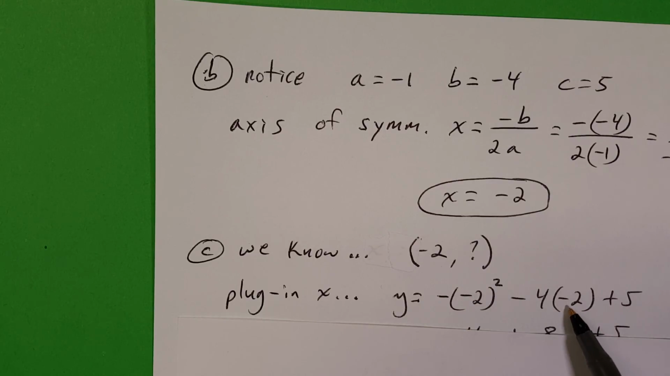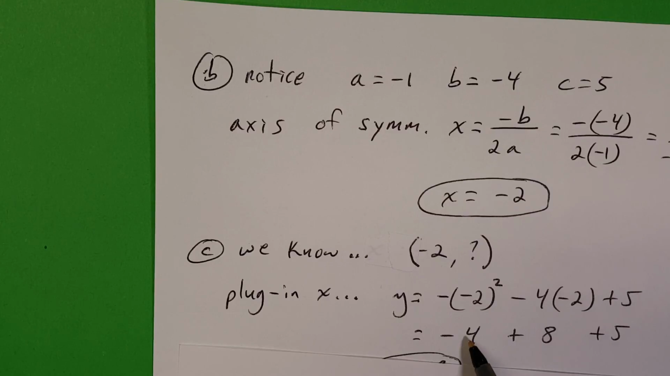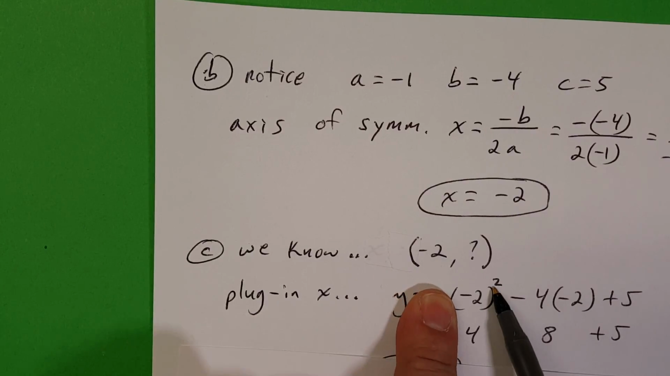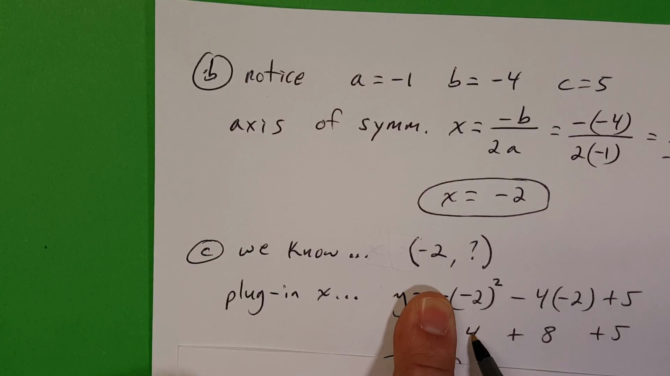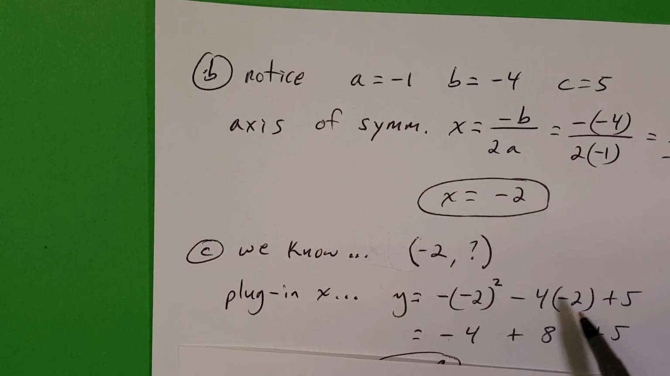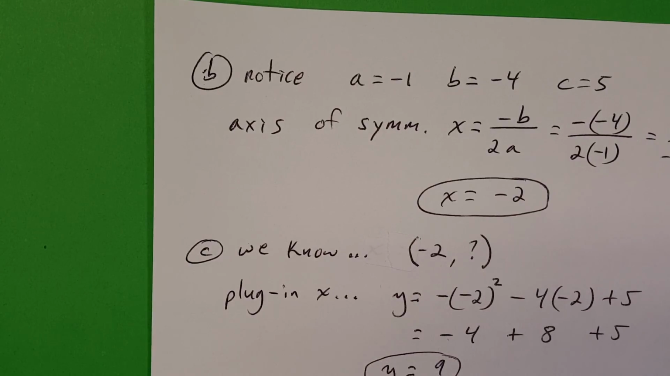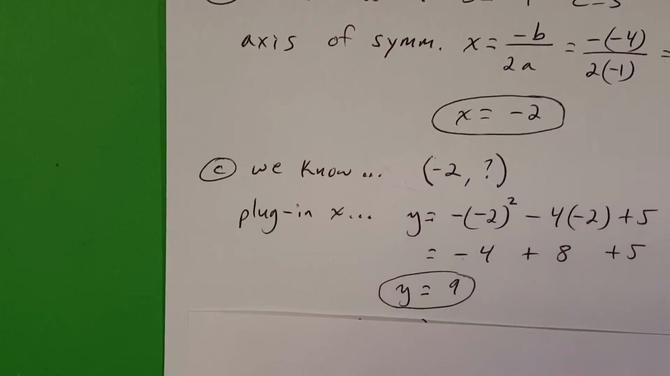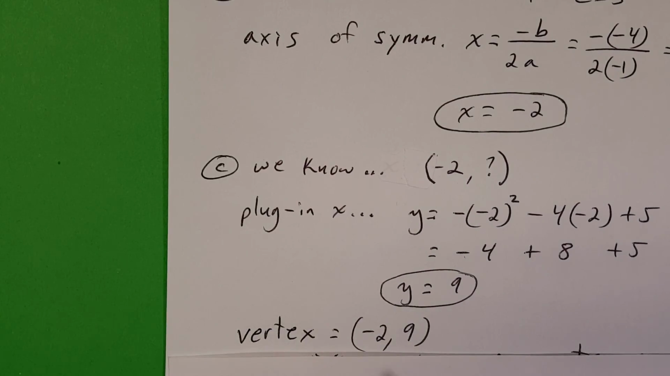-2 squared, -2 here, and then do the math, right? This becomes -4, right? This is -2 squared, which is +4, and this negative was on the outside. This is +8, +5, comes out to 9. I found the vertex. -2, 9. That's the vertex.